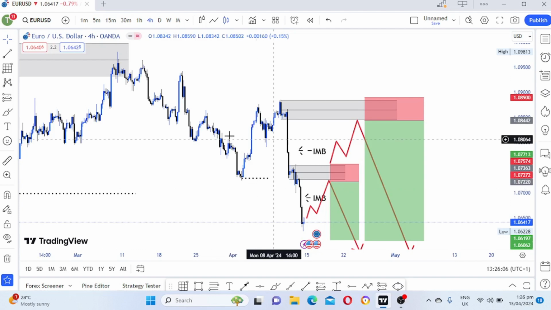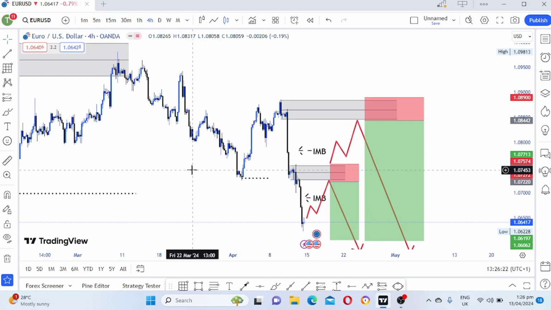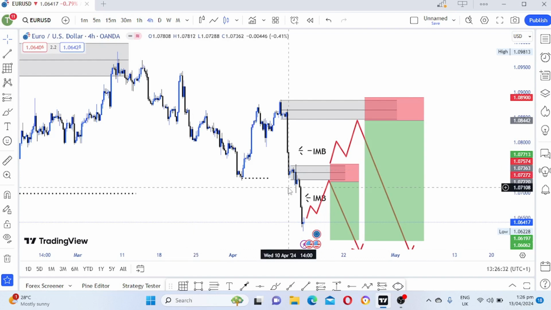Okay, check now. We have two imbalances that we are looking at. As you can see, our first imbalance is here, where we are waiting for price to fill this imbalance, and then price will either react to this supply zone that we draw up here. That is our first supply zone. So if you see a change of character on a lower time frame, let me say like H1, then we wish to enter our sell trade.